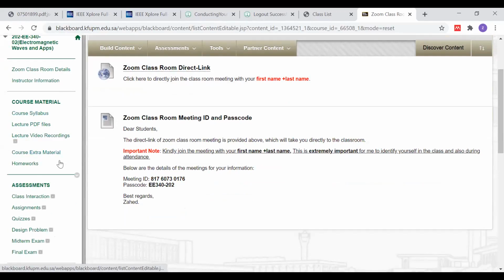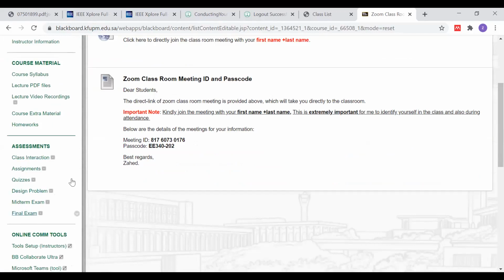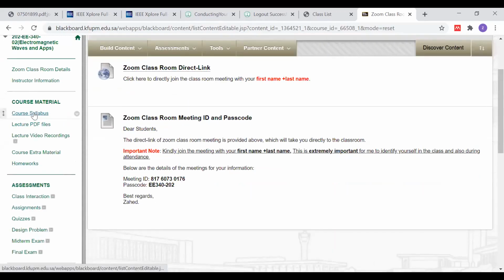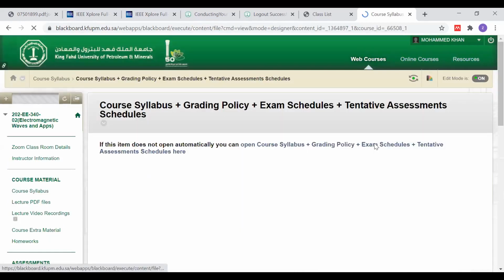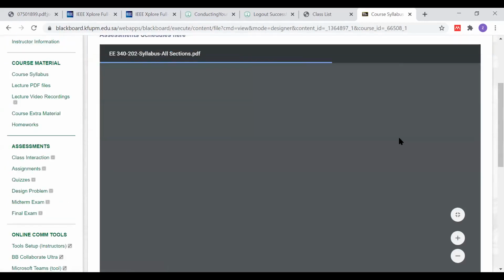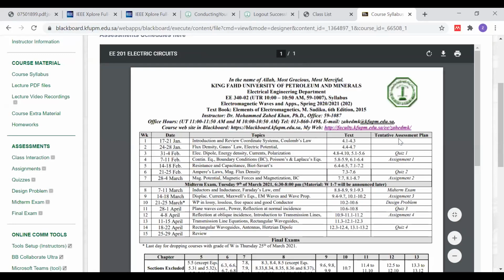Now, if you see here, all the course material will be put here and the assessments are here. In the course material, first, let's go to the course syllabus. This is the course syllabus. So we have 3 sections of EE340 going on. I'm taking 1 section and 2 sections are taken by Professor Hussain Masoodi, and he is the coordinator of this course. Therefore, for these 3 sections, we are going to have common exams.